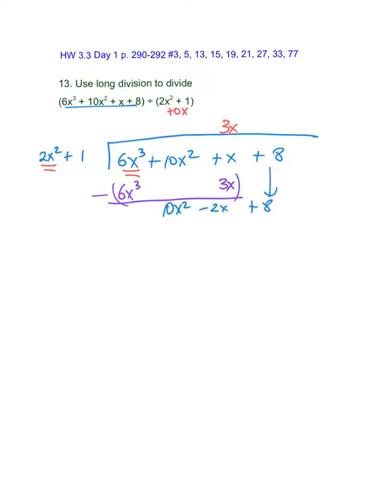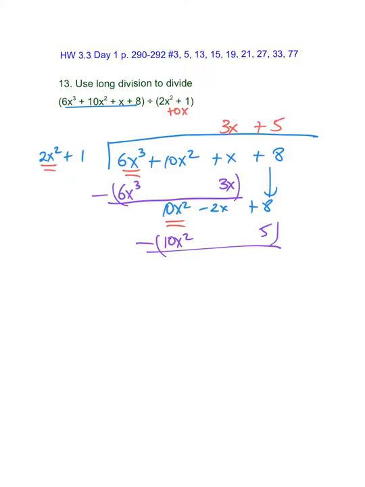Next thing we need to ask to continue the process is how many times does 2x squared go into 10x squared? That would be 5, because 5 times 2x squared is 10x squared. And now we're going to multiply. So we'll get 5 times 2x squared is 10x squared. 5 times 1 is 5. So we're going to line that up with the constant term. And now we're going to subtract.